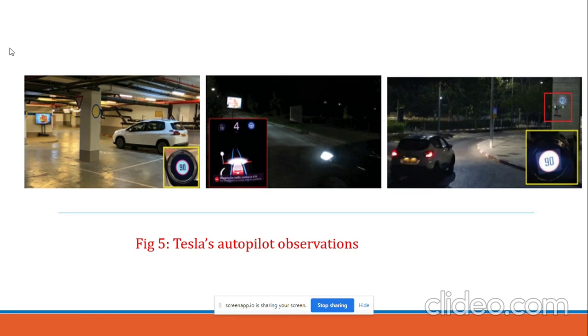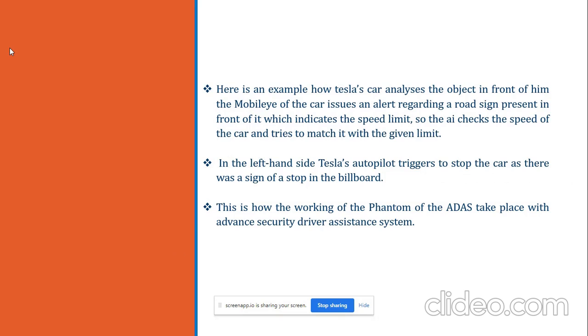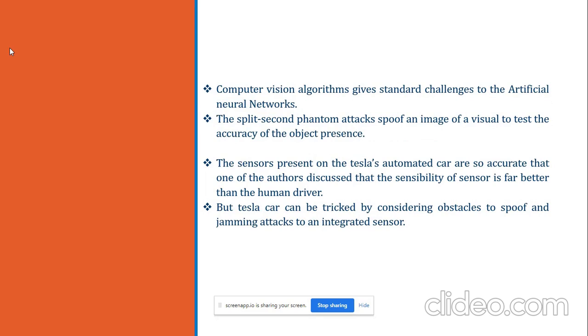Here is an example where Tesla's autopilot observations were made. On the right-hand side is an example where we can see a speed limit of 90 being recognized by the Tesla automated car. Computer vision algorithms give a standard challenge to the artificial neural network. The sensors present on the Tesla are so accurate that one of the authors discussed that the sensitivity of the sensors is far better than a human driver. But the Tesla car can be tricked by obstacles, spoofing and jamming attacks on the integrated sensors.